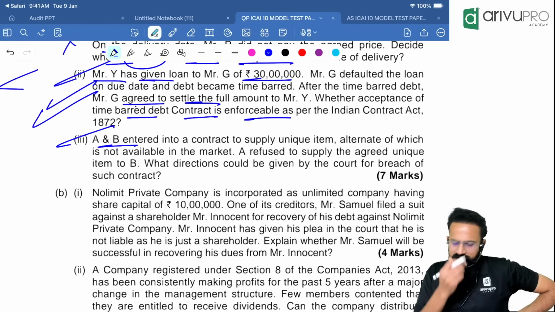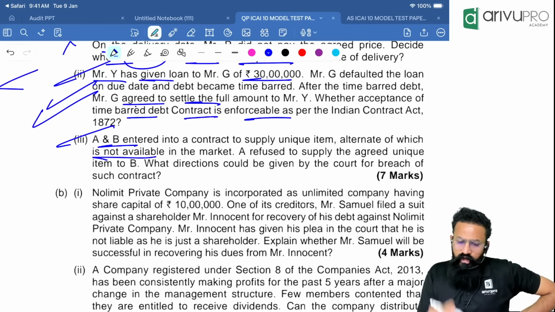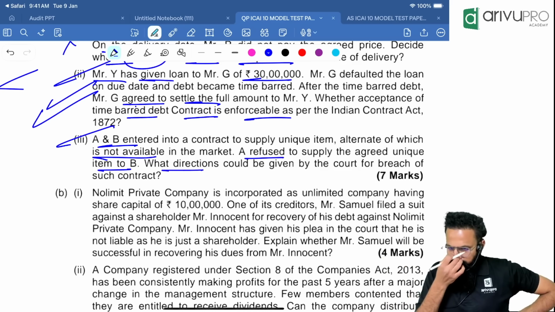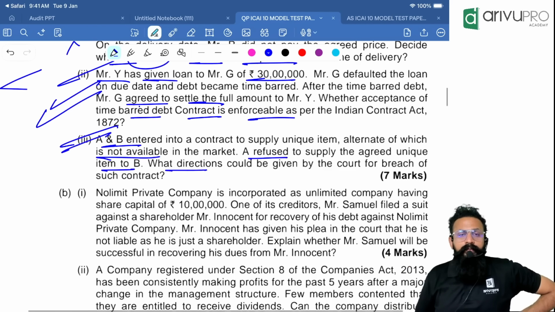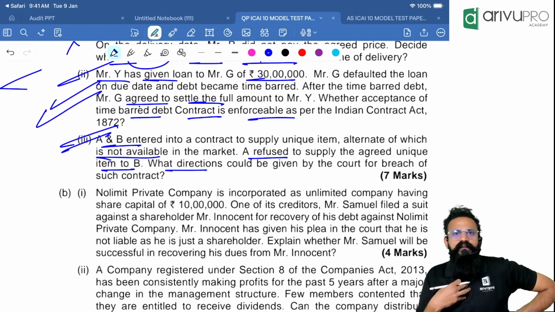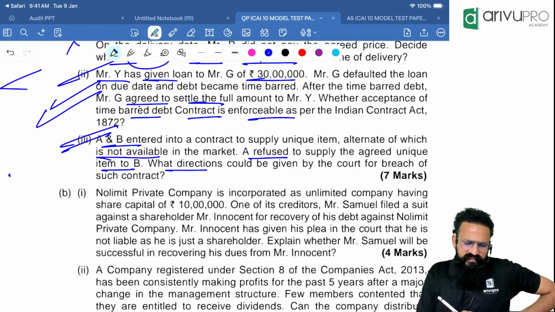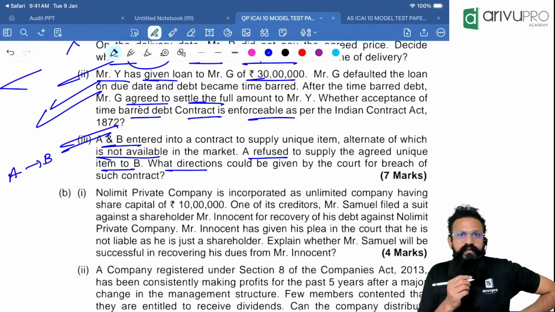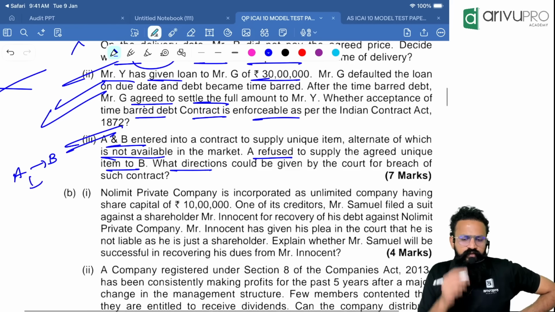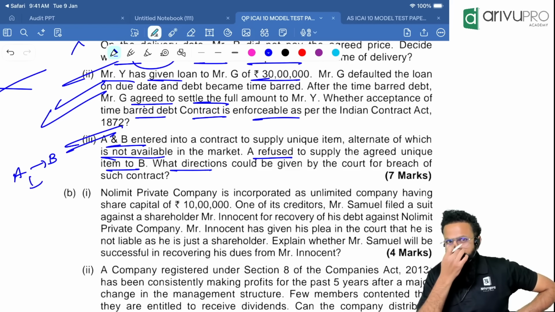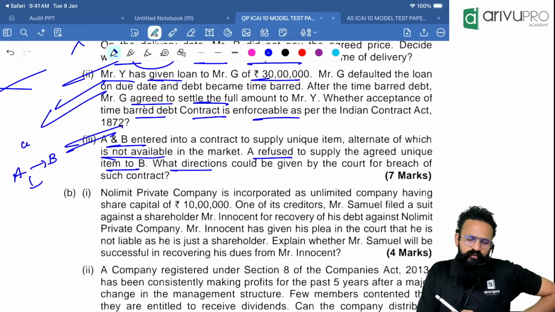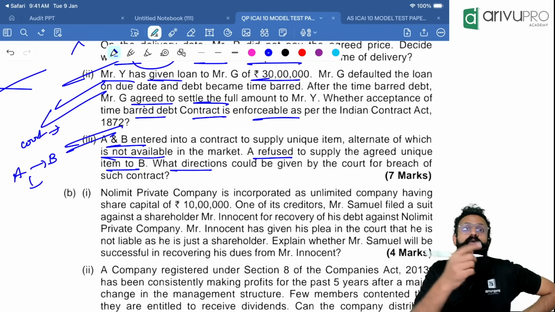A and B entered into a contract to supply a unique item, an alternate of which is not available in the market. A refused to supply the agreed unique item to B. What directions could be given by the court? What is this, people? Breach of contract. What will be my rights? Whenever A has agreed to sell certain goods to B, what type of goods? These goods are very unique. You are not going to get an alternative in the market. In such a case, always remember the court will order for something called what?